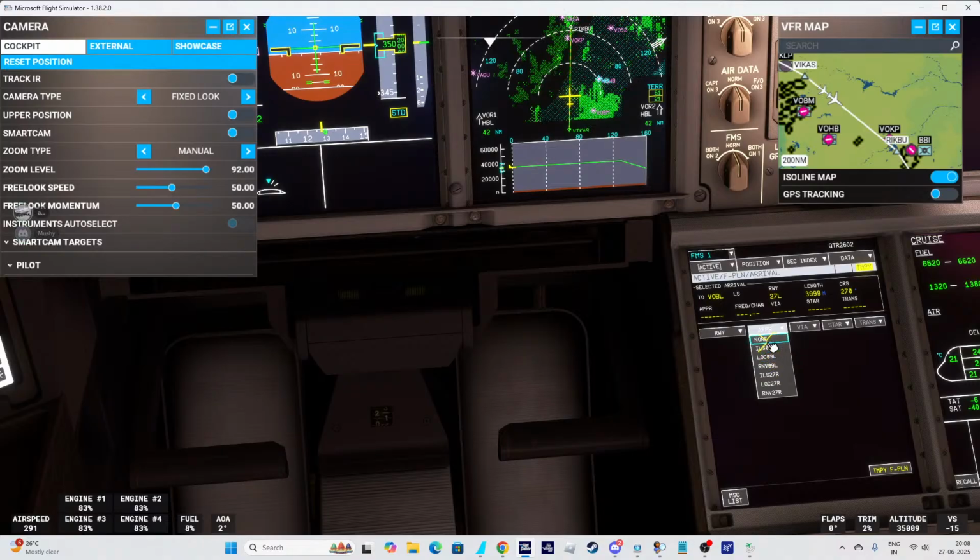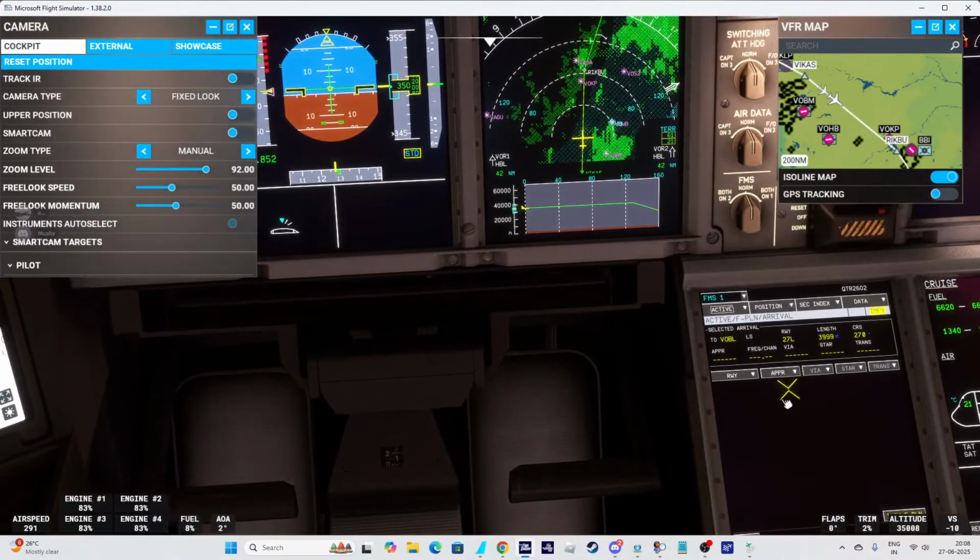FedEx 10 India, turn left heading 330. 330, FedEx 10. Maintain 160 till 5 miles. Contact tower 118.450. Bye bye.